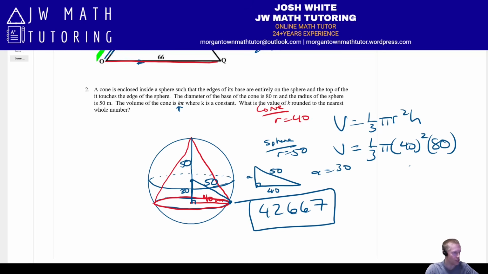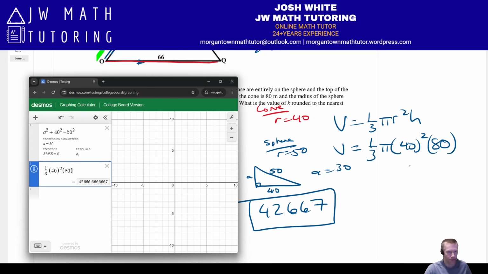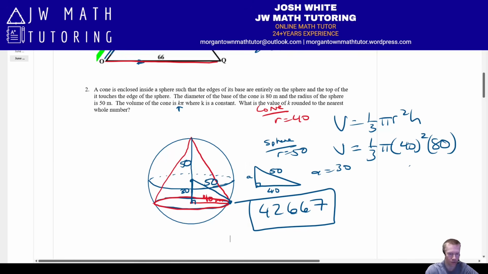Alternate approach you could take: put the pi in if you feel more comfortable, and then just do a regression and set this equal to k times pi. And now you can look at k, and k is, again, 42666.6, rounded to the nearest whole number, 42667. So that is your final answer to this problem.